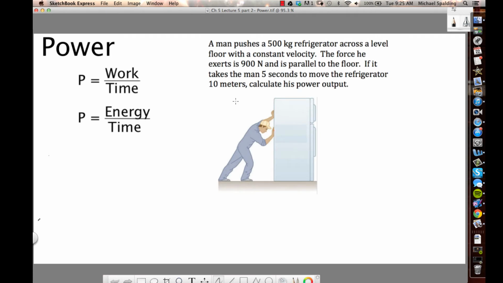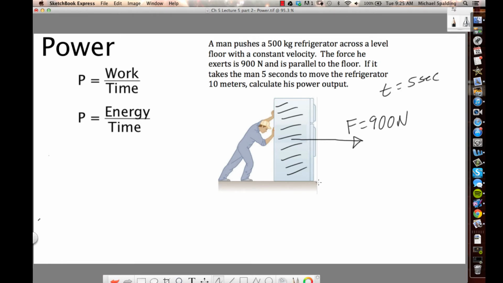So we got this guy. It's kind of hard to see on the screen, but this guy is pushing on a refrigerator. Can you guys see the fridge? This guy pushes a 500 kilogram refrigerator across a level floor with a constant velocity. The force he exerts is 900 newtons, for a time of 5 seconds, and he pushes the refrigerator a distance of 10 meters.